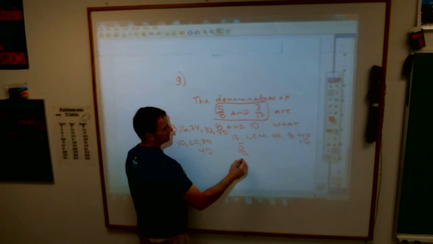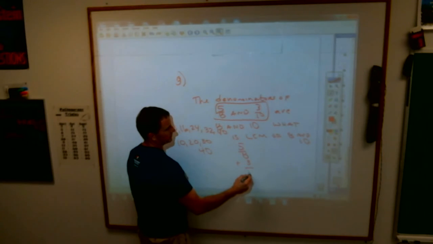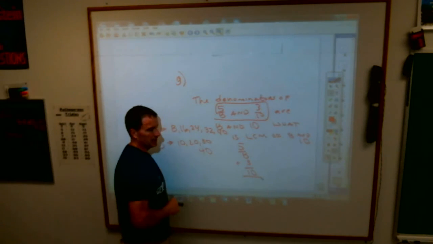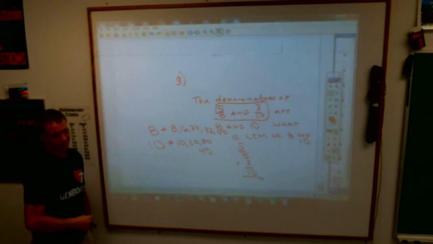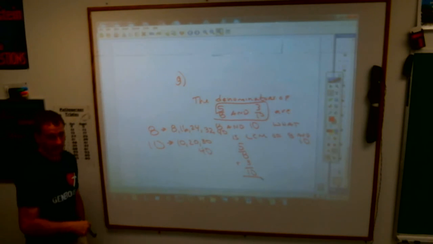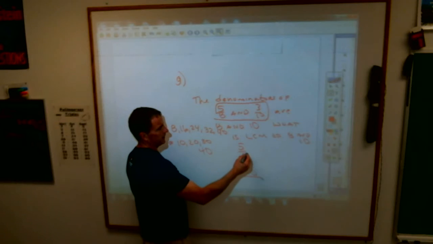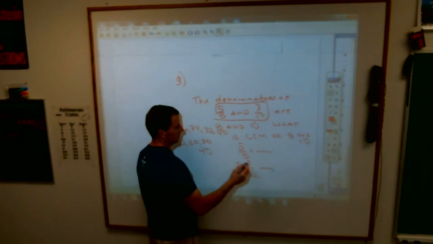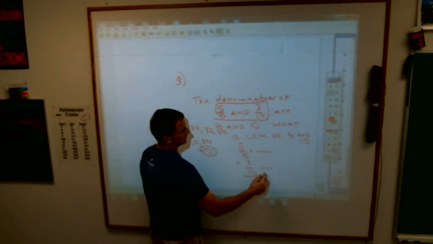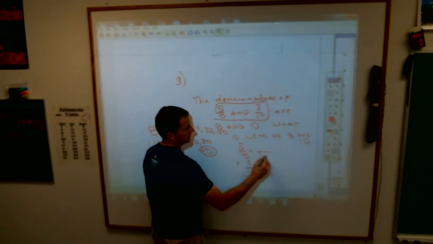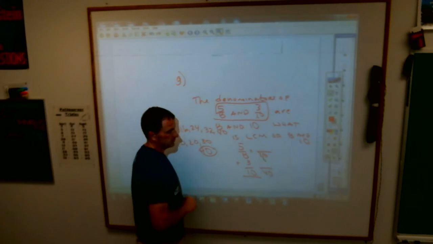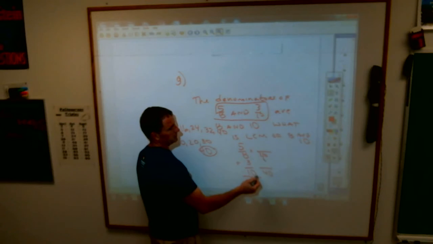And the reason why they tell you that is because if you were to add these two fractions together, 5 eighths and 3 tenths, you can't just add them together like that, right? Because fractions have to have the same bottom numbers to add up together. So they tell you that. 40 would be the number you'd have to change the bottom to, to add them together.